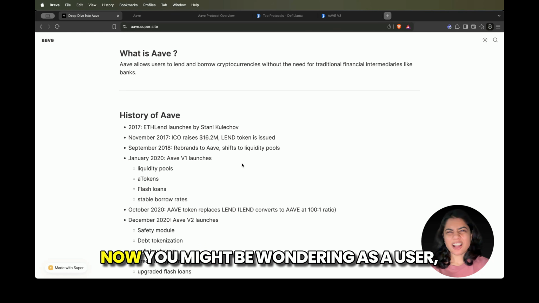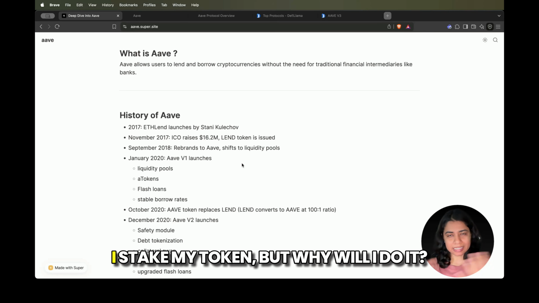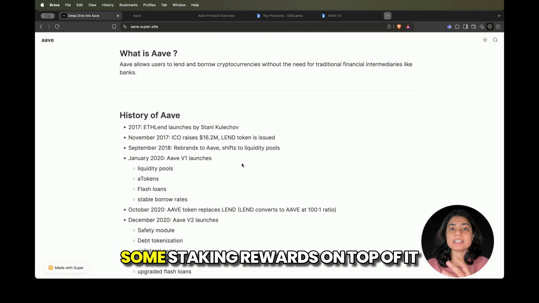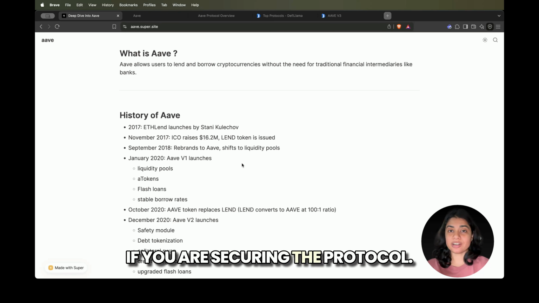that it is safe. Now you might be wondering, as a user, I stake my token, but why will I do it? There has to be some incentives, right? So the incentive is you will get some staking rewards on top of it if you are securing the protocol.